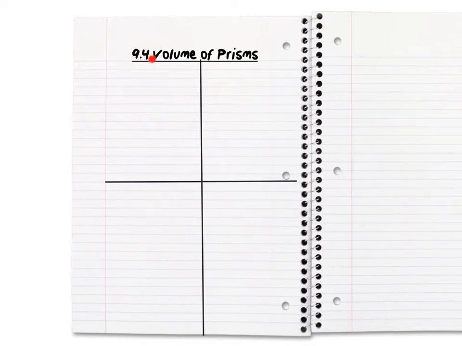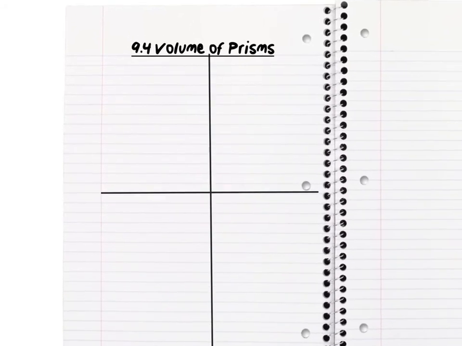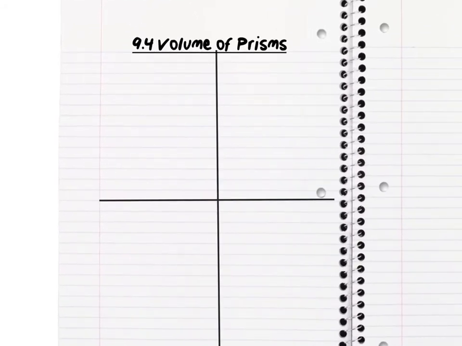Hello, this is 9.4 volume of prisms. Please write the title at the top of your paper and then split your paper into 4 sections. Pause the video to do so, and when you're ready to continue, press play. Please pause now.